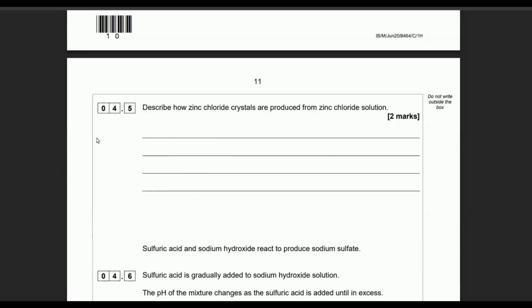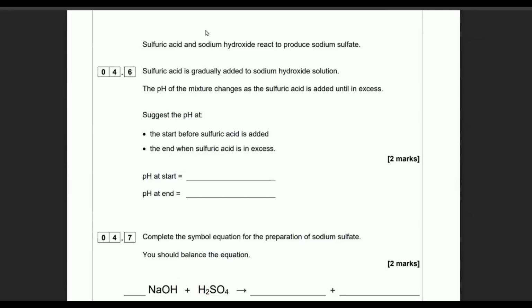All right, let's zing down. Sulfuric acid and sodium hydroxide react to produce sodium sulfate. So that's an acid and a base reacting to form a salt. Sulfuric acid is gradually added to the sodium hydroxide solution. The pH of the mixture changes as the sulfuric acid is added until, this is going to be key, this is why we highlight, until in excess.